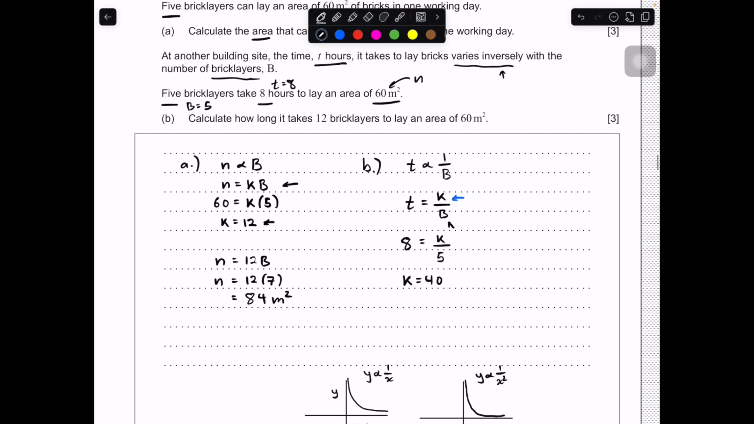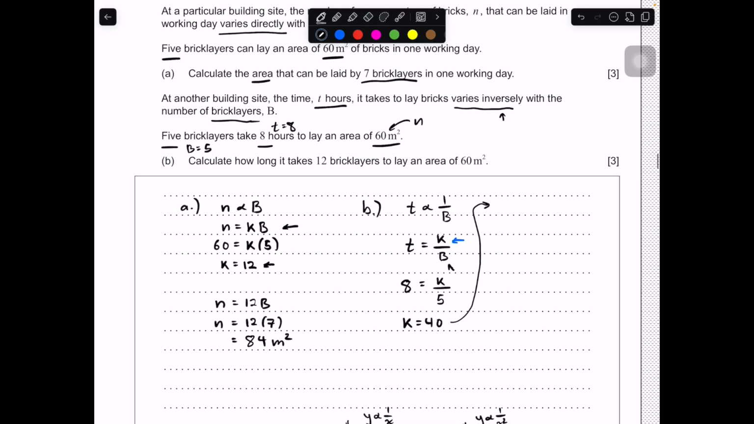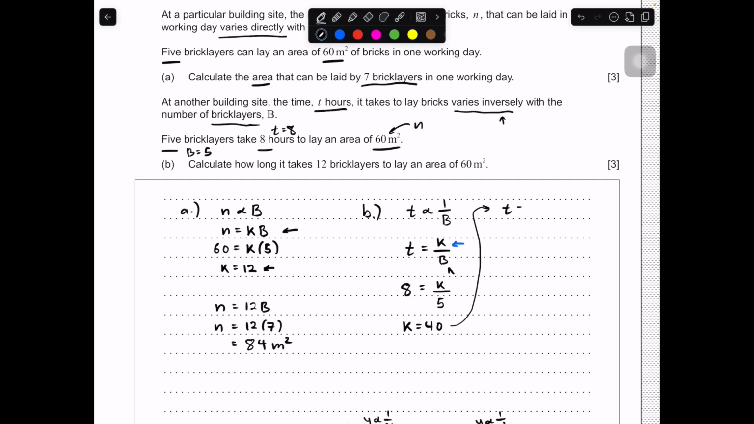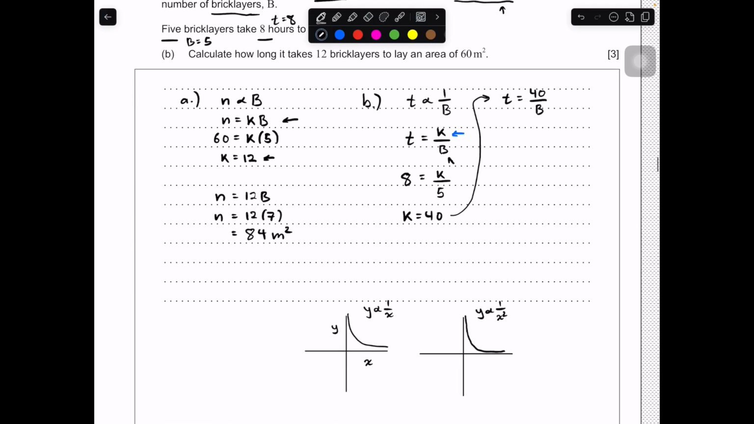So I'm going to rewrite it up here. That means that T is equal to 40 over B, because we solved for K. So what does this mean effectively? If we have one bricklayer, it takes 40 hours. If we have two bricklayers, it takes 20 hours. We have this 40 initial value, and we keep dividing by B as B gets larger. The time itself will decrease. This is the number of bricklayers, this is the time to complete the job. It gets lower and lower and lower.